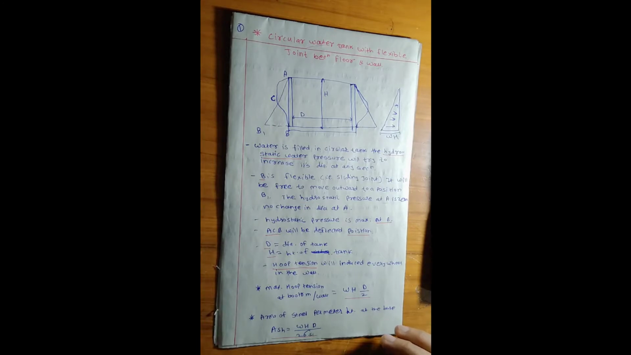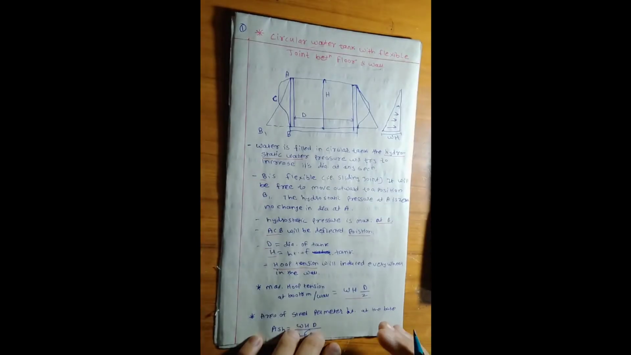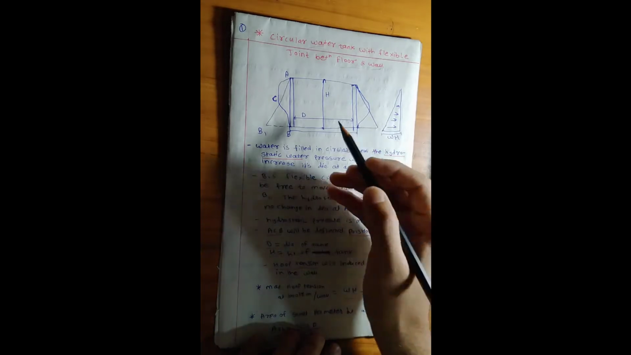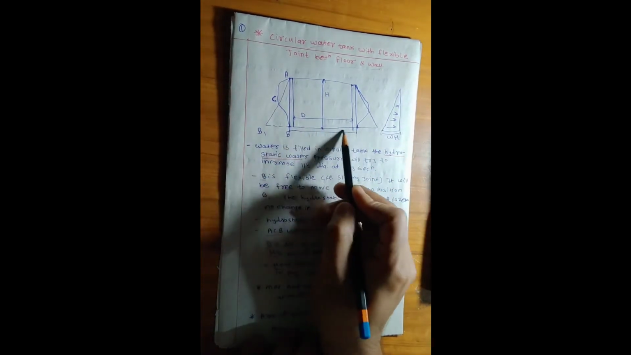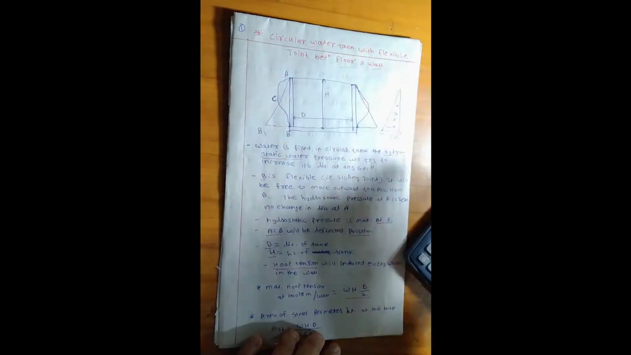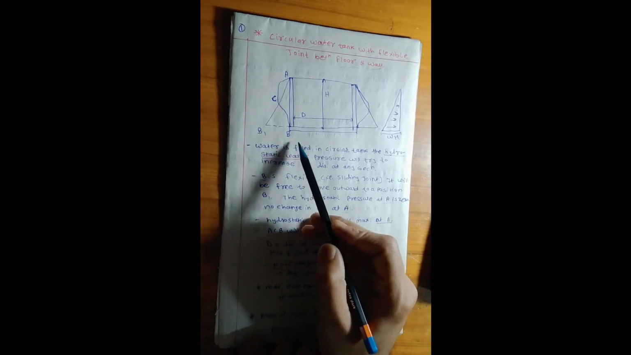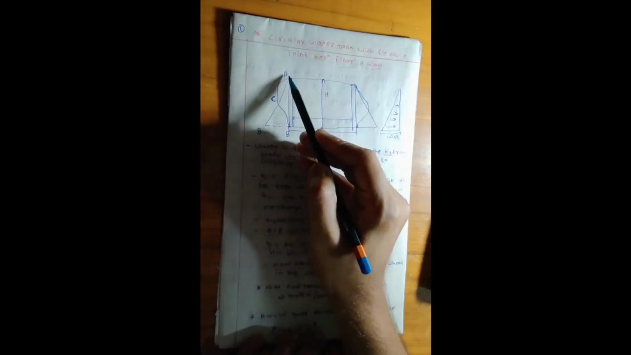In this video we will see the circular water tank with flexible joint between floor and wall. This flexible joint is nothing but the construction of the floor and the construction of the wall done in two separate ways. Suppose in this example this is a base, and these are the walls. Assume B is a flexible joint and A is a fixed joint.